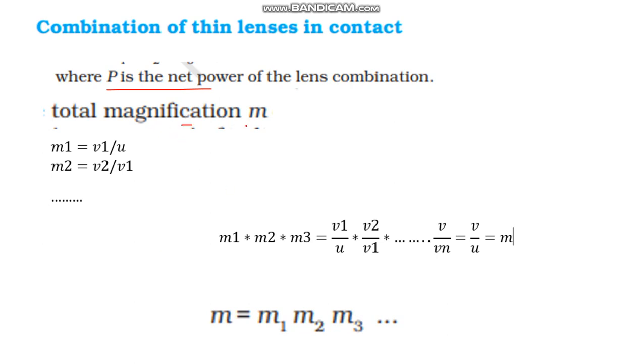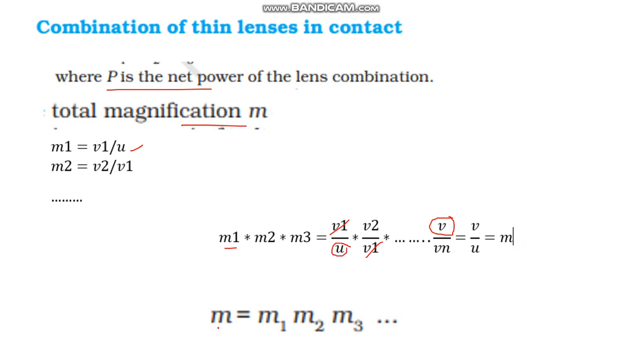So let us talk about magnification now. Each lens will have its own magnification. Let us say m1 is v1 by u. For m2, v1 will be the object distance and v2 will be the image distance. We know that m is equal to v by u, image distance by object distance. So if you multiply these three, m1, m2, m3, you get v1 by u into v2 by v1. It kind of forms a chain. Every time the v1 gets cancelled, and only the last term and the first term remain. So v by u is equal to m.